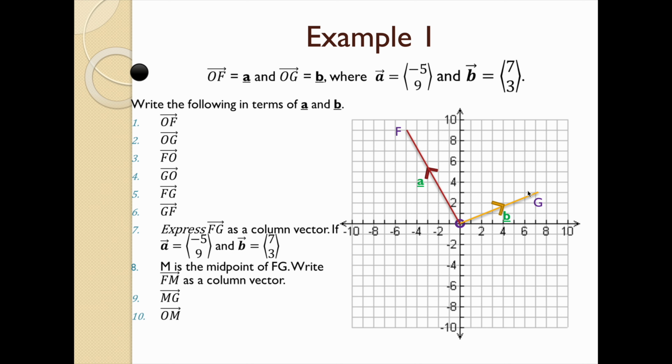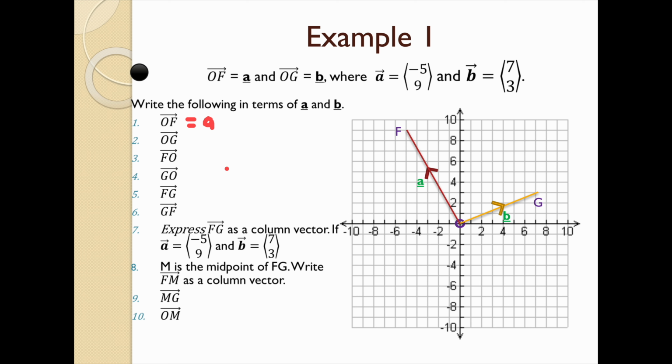Now likewise for OG. OG we are calling B. So we are saying that B represents 7 moves to the right and 3 moves up. So O to G is 1, 2, 3, 4, 5, 6, 7. Then we go up 1, 2, 3. So 7 to the right, then 3 up. Now, this wants us to represent it in terms of A and B. So O to F is actually represented by A. So we could put here A. Does that make sense? Yeah.